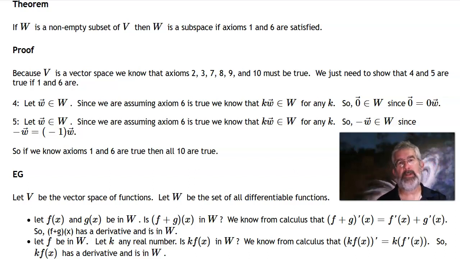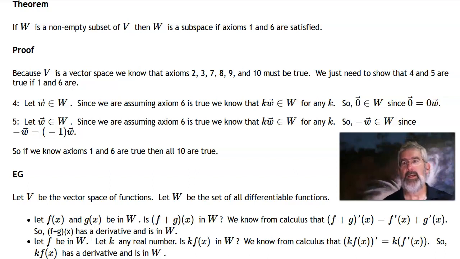Because V is a vector space, we know that all the axioms must be true in V. In particular, axioms 2, 3, 7, 8, 9, and 10 must be true. Right? They don't have anything to do with W. That's just V. Right? However, axioms 1, 4, 5, and 6 do have something to do with certain things in the set, right?